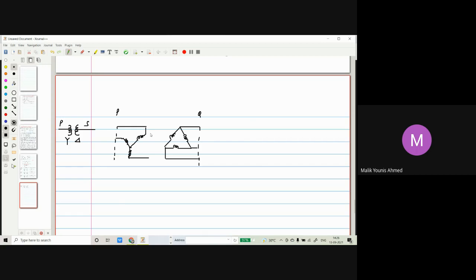Because neither is the winding delta on the primary side, nor is the winding star connected neutral grounded. So both the switches will be open on the primary side. Secondary series switch will be open. Why? Because the winding is not star connected neutral grounded. Shunt switch will definitely be closed. Why? Because the winding is delta connected.